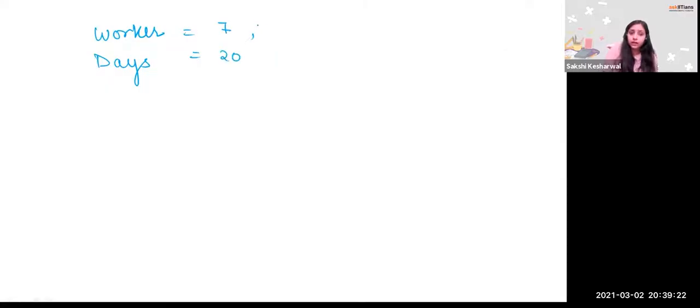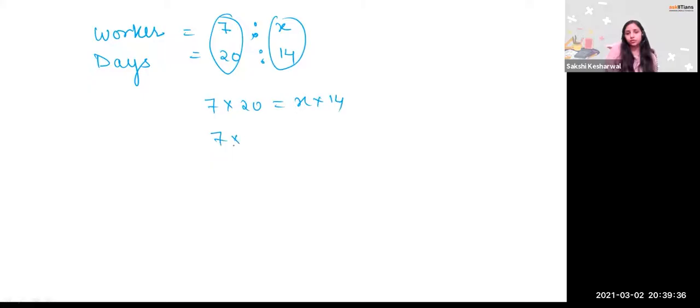And this is the ratio. These workers you don't know, and you know the days, right? So I told you to multiply this into this. So 7 into 20 is equal to what, beta? X into 14. So this is 7 into 20. If you get confused, this is 14, which is equal to X. So you do the calculation.